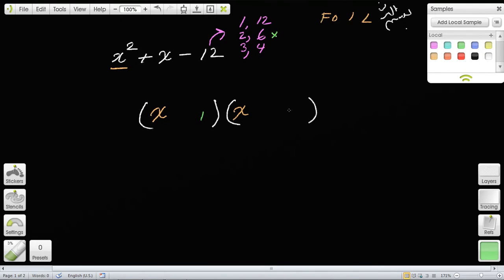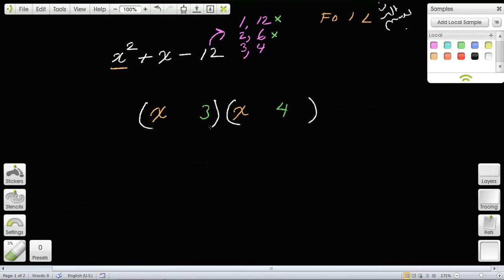Let's try 1 and 12. Do 1 and 12 add or subtract to give this? I don't see how that can be. This is 12x, this is 1x, right? If you add them, you get 13x. If you subtract them, you get 11x. That's not going to work. So that's gone. We're left with 3 and 4. So we're going to put 3 and 4 over here.